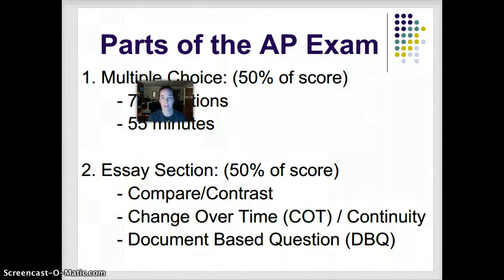The third type of essay is called a document-based question, or DBQ. During this, you are going to be given a prompt, and then you're going to be given a series of documents. You are to use those documents to answer the prompt. You can get anywhere from 7 to 10 documents that you are to use to answer the prompt, and the prompt is either a compare-contrast prompt or a change over time prompt.